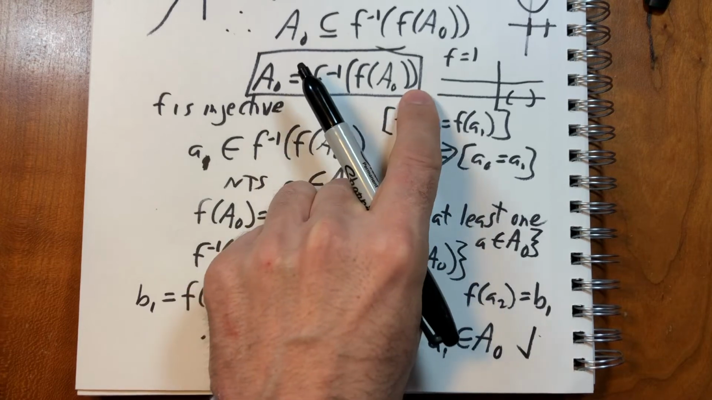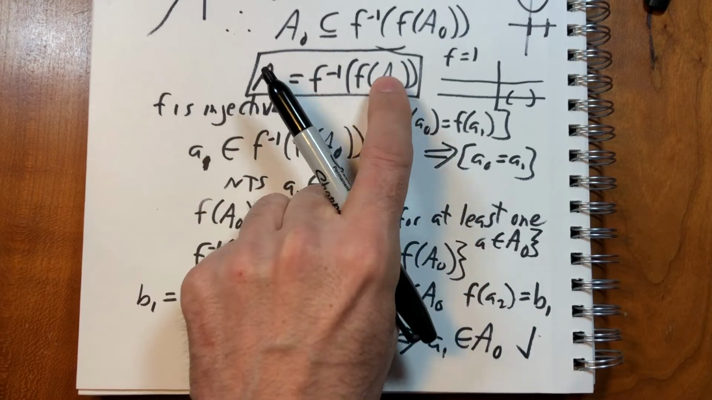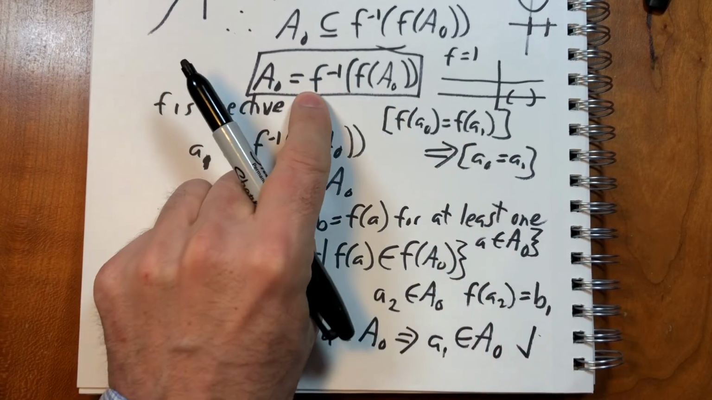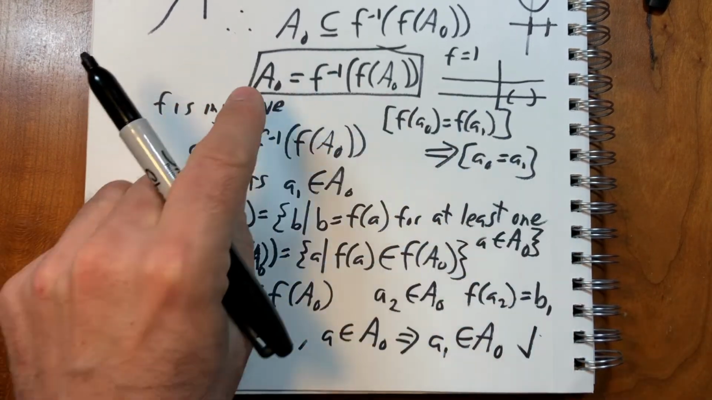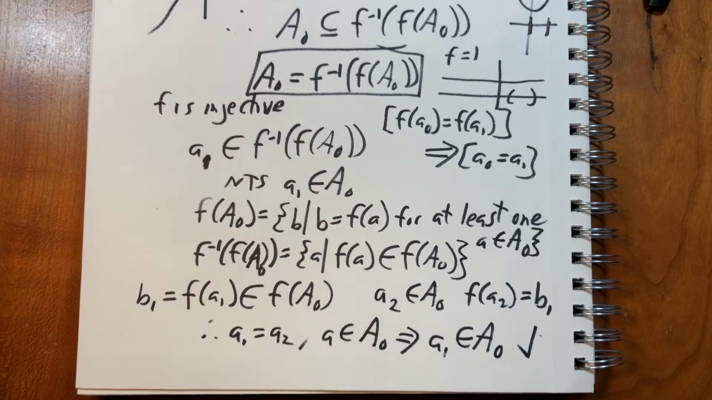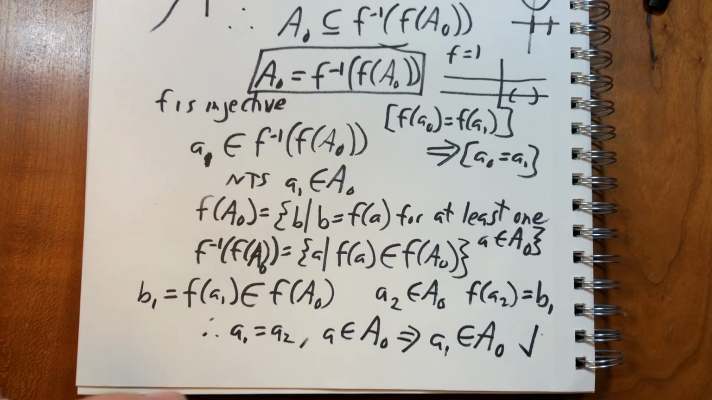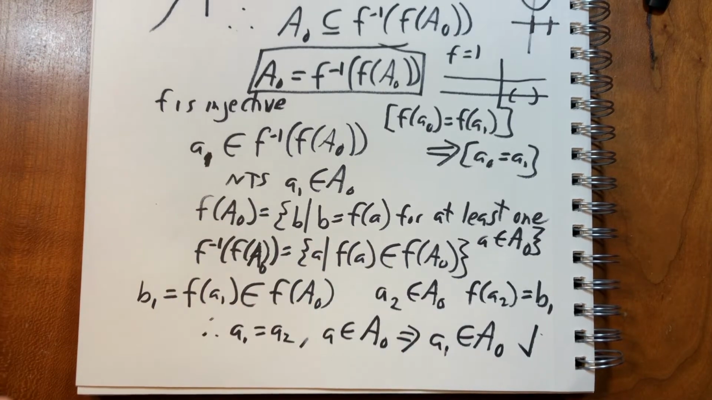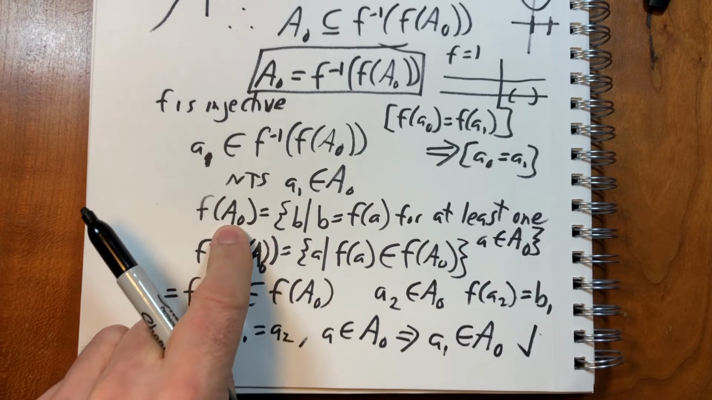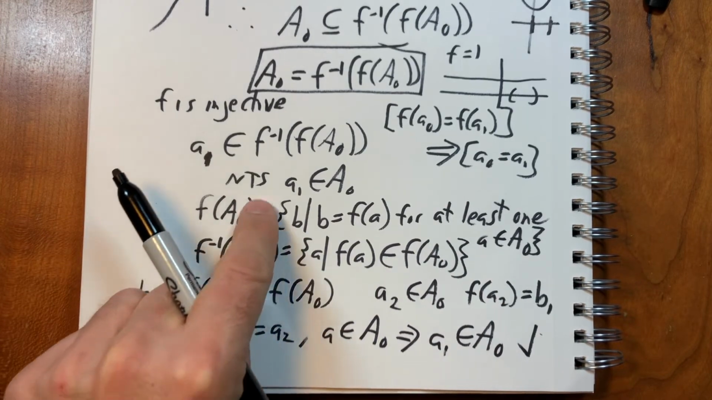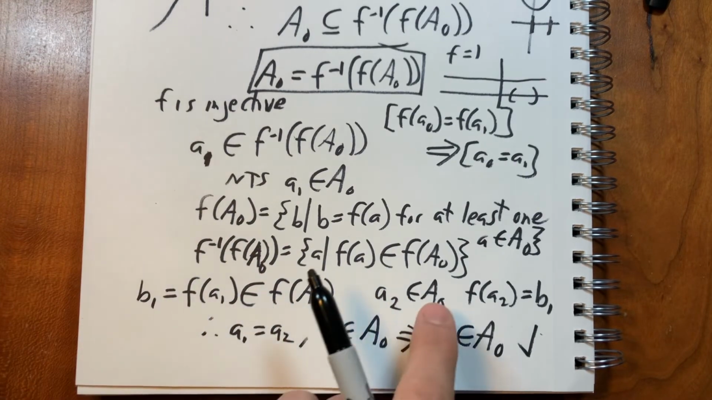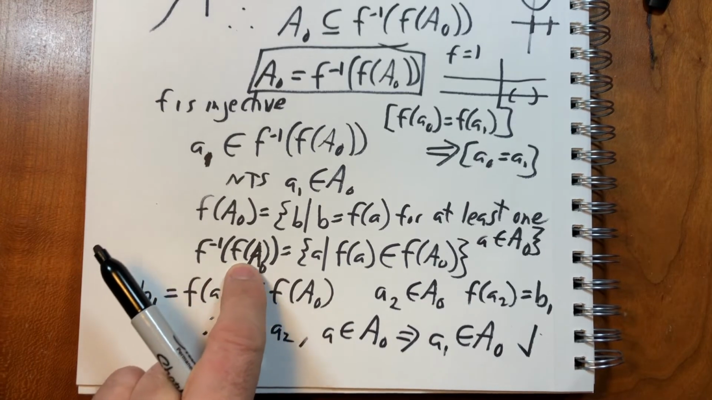So the issue here is that there could be an element that's in the preimage of the image of A0 that's not in A0. So we have to take an arbitrary element of the preimage of the image and then prove that it will be in A0. So f of A0 means all b in the range such that b equals f of a for at least one a in A0. So then the preimage of this set is all of the a such that f of a is an element of f of A0.